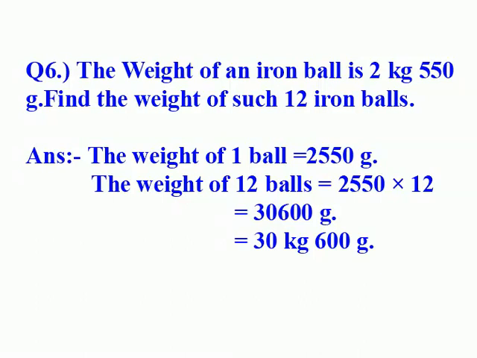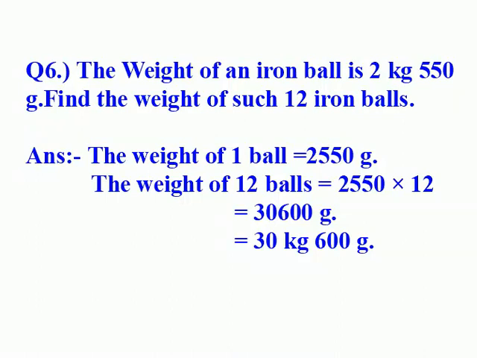Now moving to the next question, which is question number 6. Question number 6 is the weight of an iron ball is 2 किलोग्राम and 550 ग्राम. सो एक आयरन बॉल है जिसका वेट दिया हुआ है 2 केजी है और 550 ग्राम है. Find the weight of such 12 iron balls. Definitely we will multiply, but before multiplying, what we have to do is we have to convert kilogram into gram.